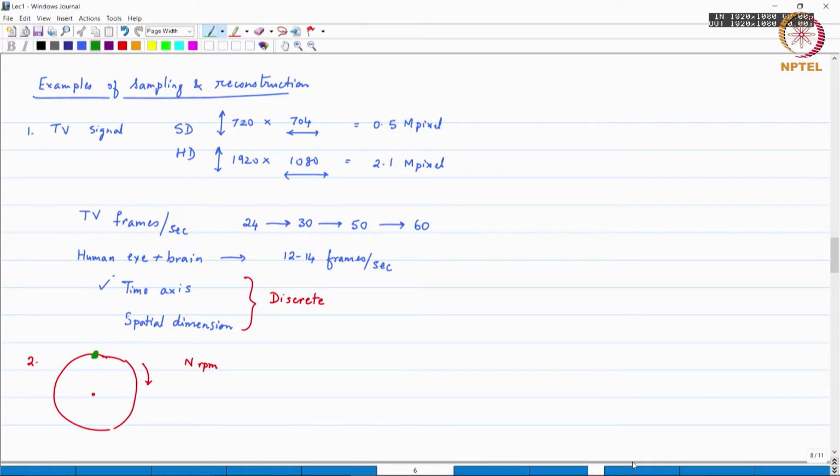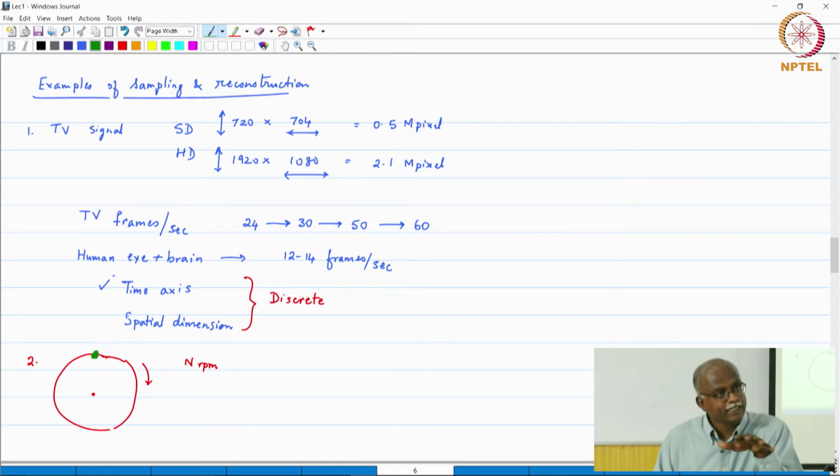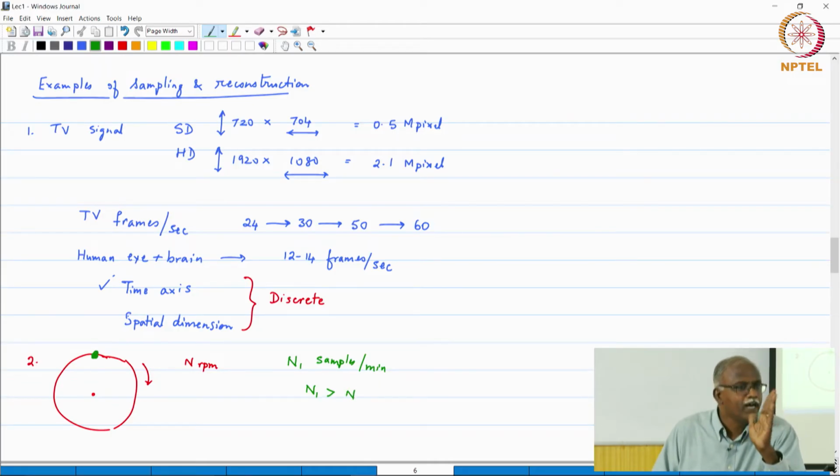Now, this is taking us into artifacts of sampling. If I'm not careful, I will definitely misinterpret this situation as a case where the wheel is stationary. Now comes the interesting case where I sample at n1 samples per minute, where n1 is greater than n, just marginally greater than n. What will happen?